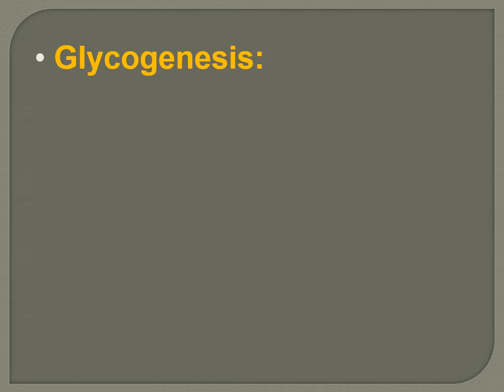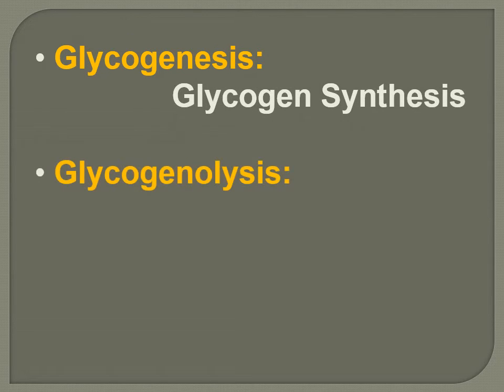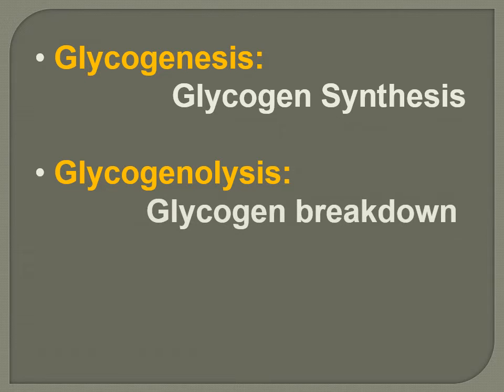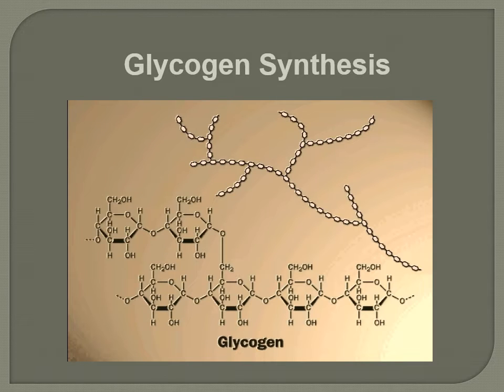One is glycogenesis, which is an anabolic pathway and is nothing but the synthesis of glycogen. And the second concept is glycogenolysis, which is a catabolic pathway, where the breakdown of glycogen takes place. Okay, now let's move on to the synthesis of glycogen. But before that, I would like to refresh your knowledge about the structure of glycogen.